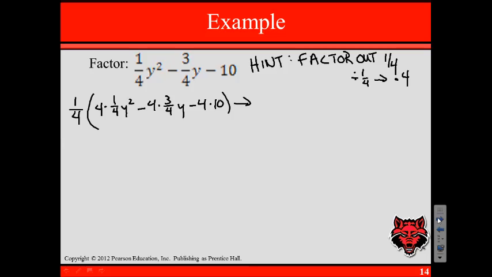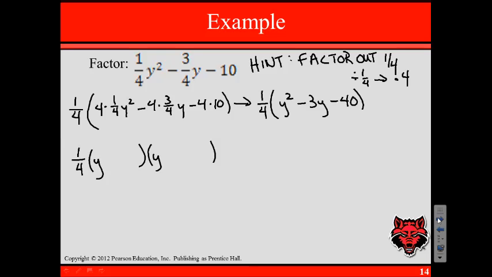Our resulting polynomial now becomes 1/4 times: 4 times 1/4 is 1, so y squared minus 4 times 3/4 is 3, minus 3y, and 4 times 10 is 40, minus 40. We know that the trinomial will break down into two binomials. Y squared is y times y. Let's use the 3 and 40 to find the missing pieces. So we want two numbers that multiply to negative 40, but that add to negative 3.